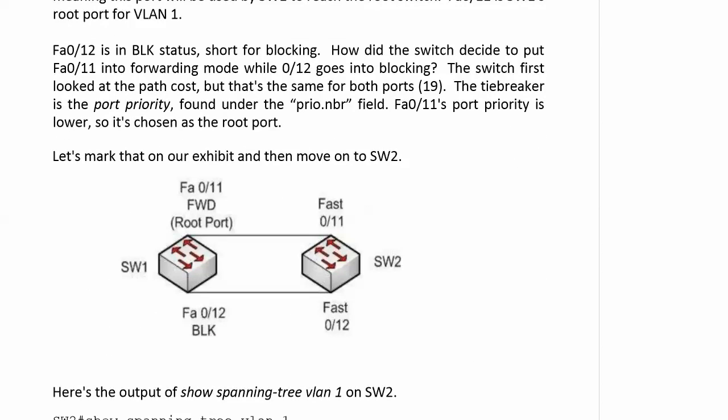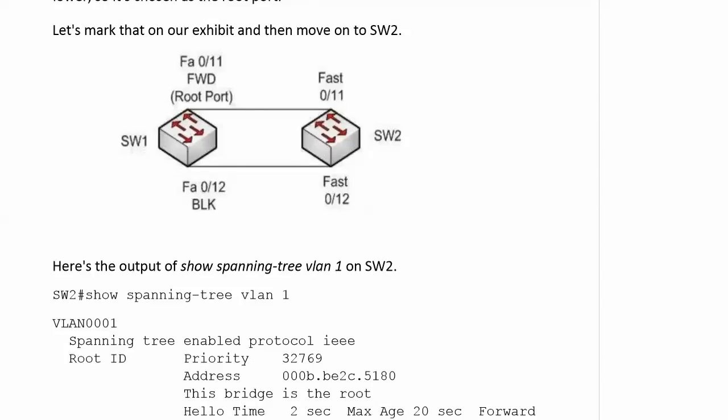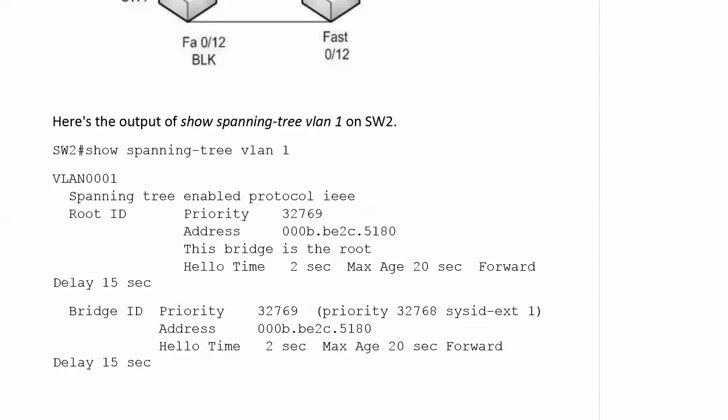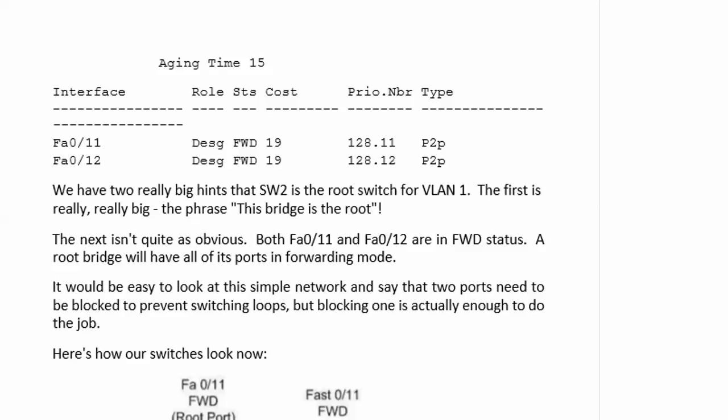So we've marked that on the exhibit, and we move on to switch 2. Then I ran the same command, show spanning-tree VLAN 1, on switch 2. And you can see that this bridge is the root in a couple of ways. First off, there's a big message right here that says, this bridge is the root. So that's a hint. And you also see that the MAC address under root ID and bridge ID are exactly the same, and that is another hint.